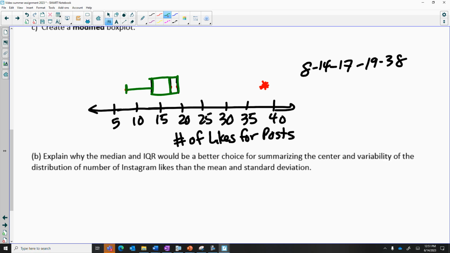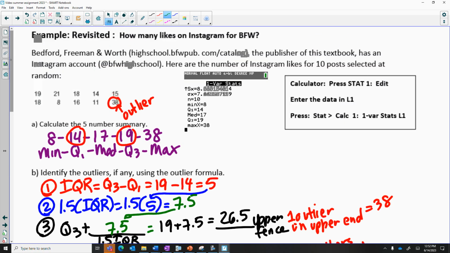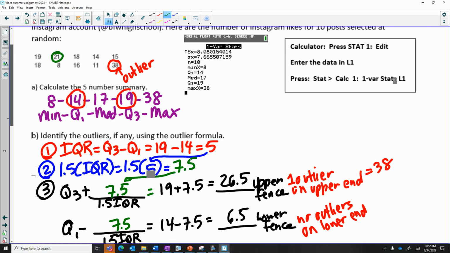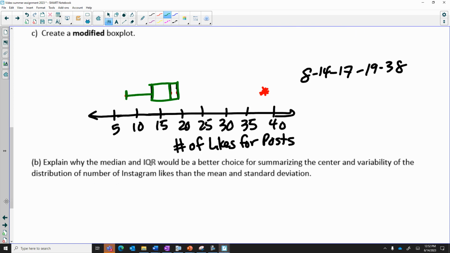So the next highest number that is not an outlier is 21. Remember the upper fence was 26.5, so 21 falls under that. So we are going to make our whisker go to 21, the highest non-outlier max. Okay? So that is your modified box plot. Now, you may be like, can I check this in the calculator? And yes, you can. I'm going to show you how to do that right now.